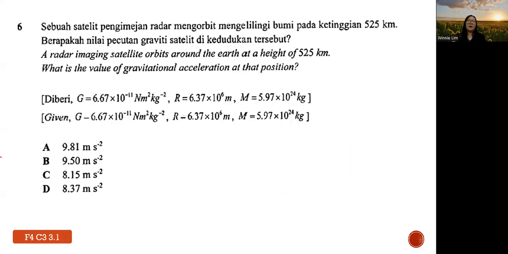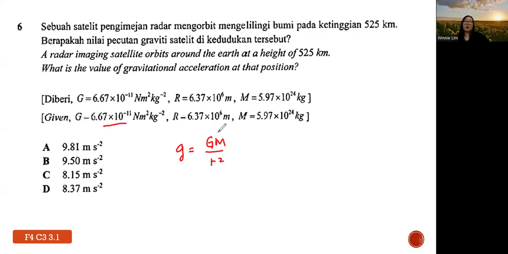Question 6. A radar imaging satellite orbits around the Earth at the height of 525 km. What is the value of gravitational acceleration at that position? To get the answer, you're supposed to know the formula for gravitational acceleration, which is g equals GM over r squared. For your information, G is a constant value and is here.